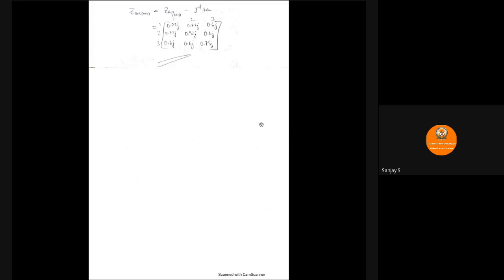This completes the sample problems on Z bus from module 5. Any number of problems solved further will be of the same type.